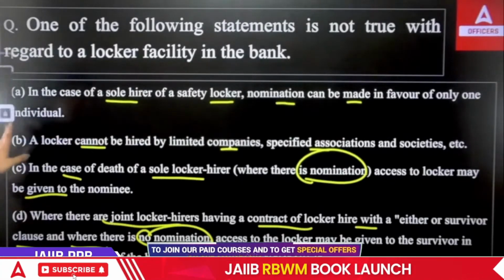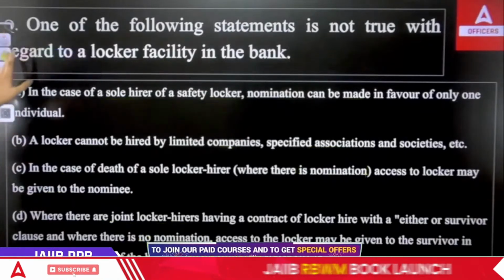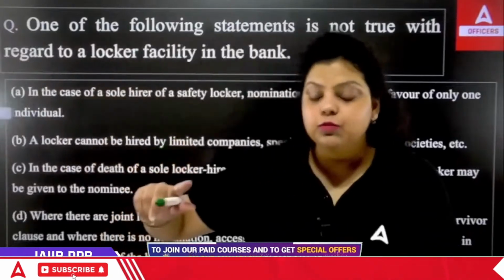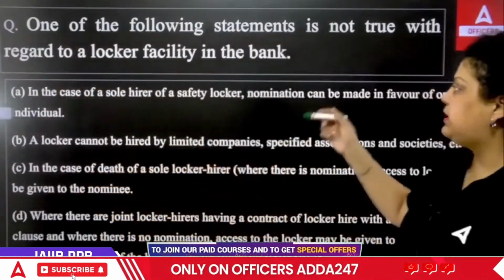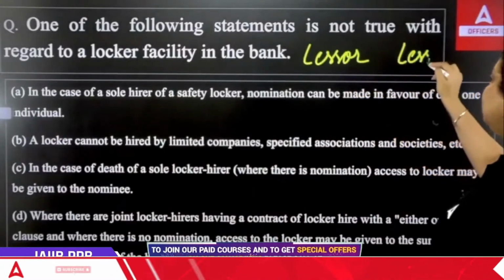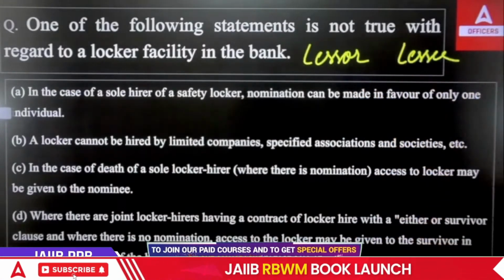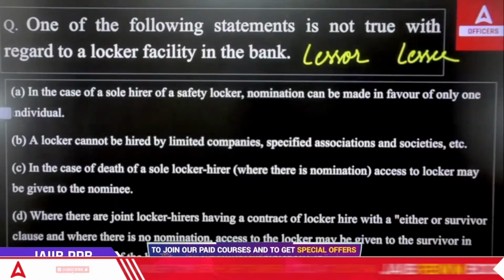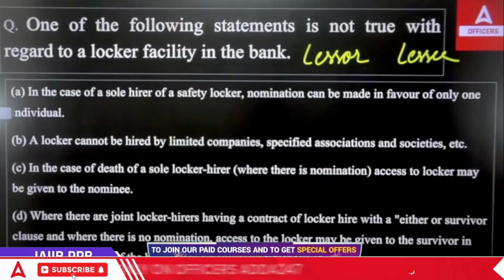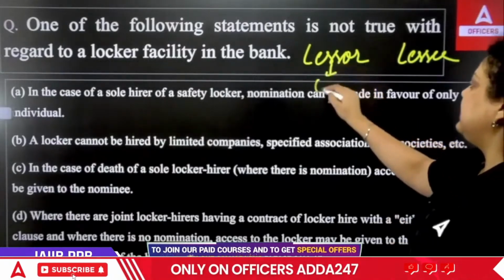So what do you think, which of the following statements is not true with regards to a locker facility in the bank? If the bank is providing a locker facility to the customer, it means the bank and customer have a lessor and lessee relationship. They are having a lessor and lessee relationship. So the bank will be the lessor, because lessor means the owner.